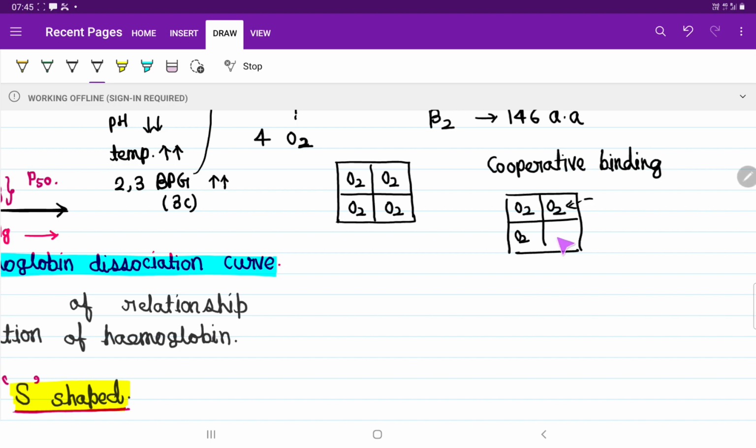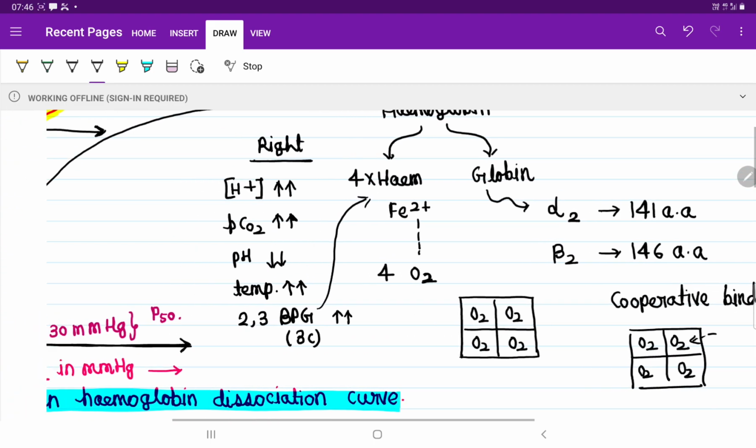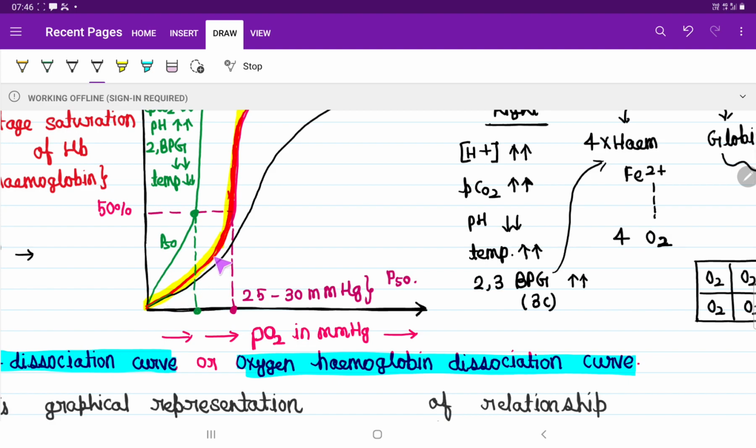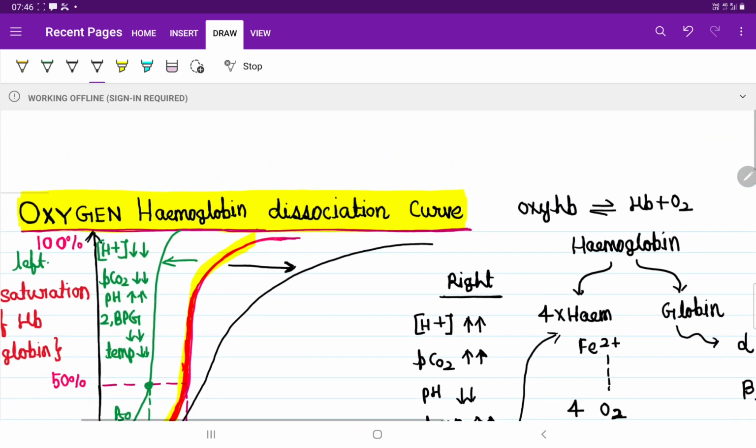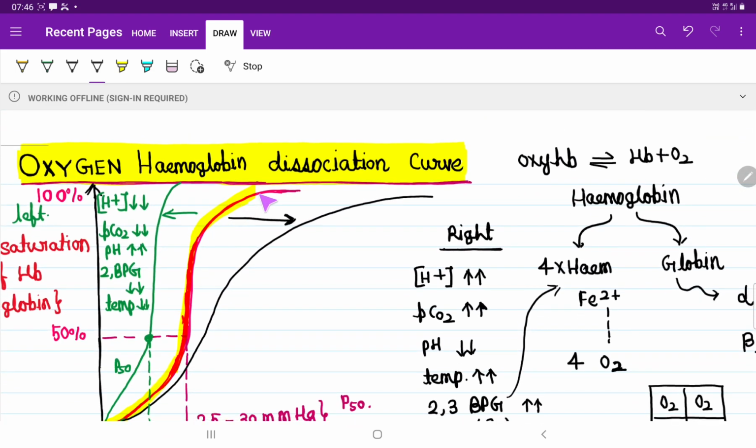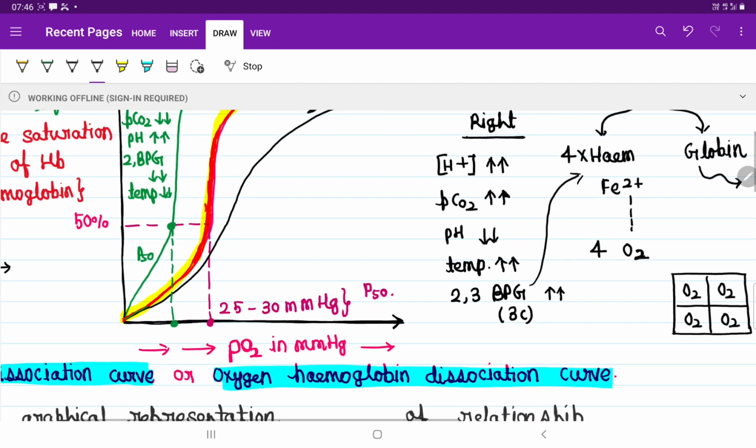And when the last oxygen molecule binds, it has the highest affinity to the hemoglobin, because the other 3 are facilitating binding. Starting is slow because only the first oxygen is bound. Now this first oxygen is promoting binding. That's why the affinity increased. When the fourth oxygen binds, it's saturated. That's why it's an S-shaped curve, a sigmoid curve.